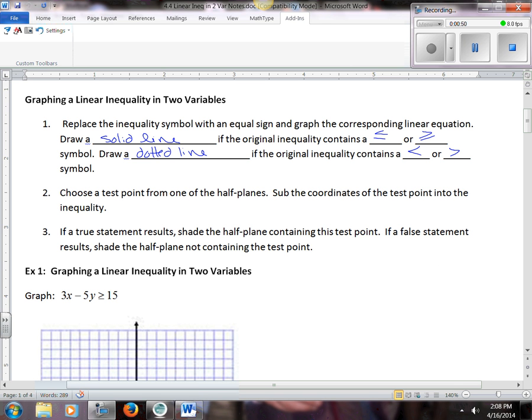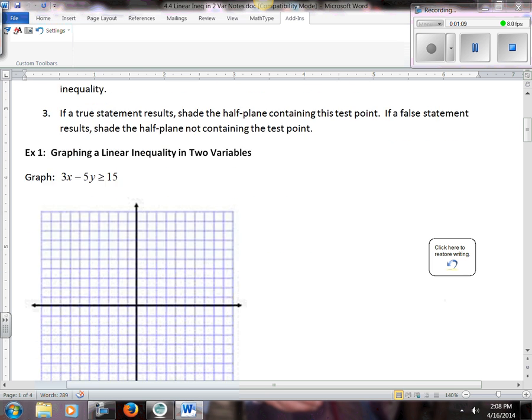Second step is we choose a test point from one of the two half planes. We substitute the coordinates of the test point into the inequality, and if the statement is true, we shade on that half where the test point is. If it's false, we shade on the other half. Okay, so let's give one a shot.